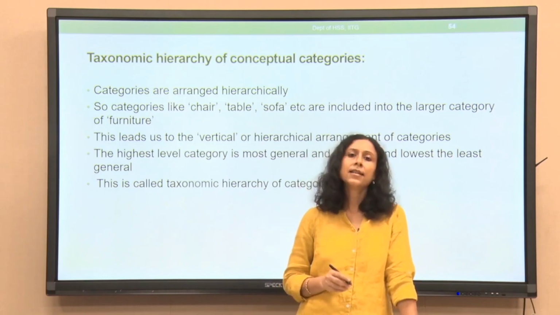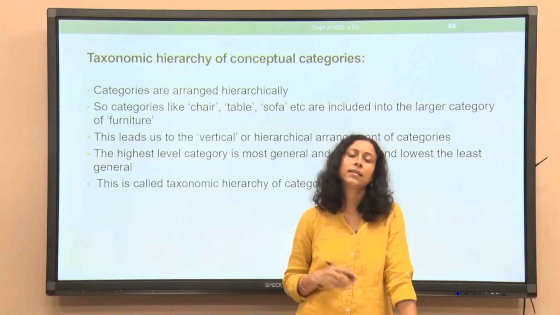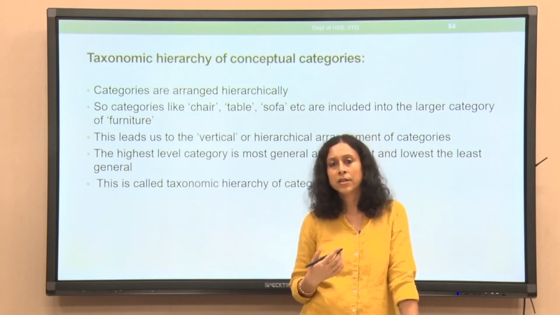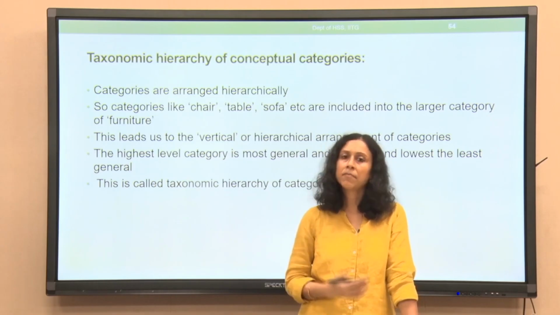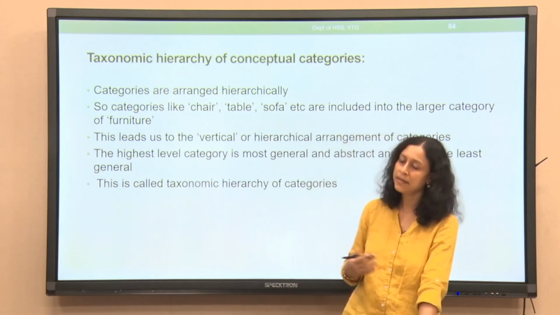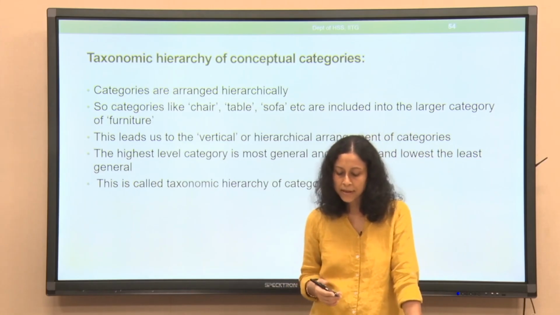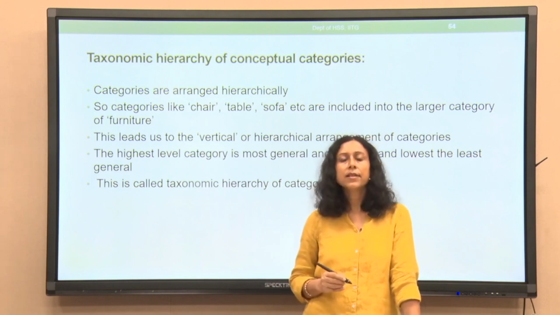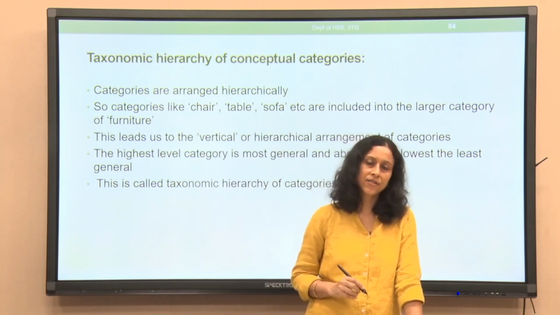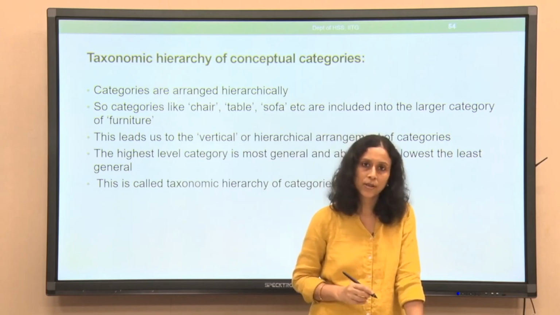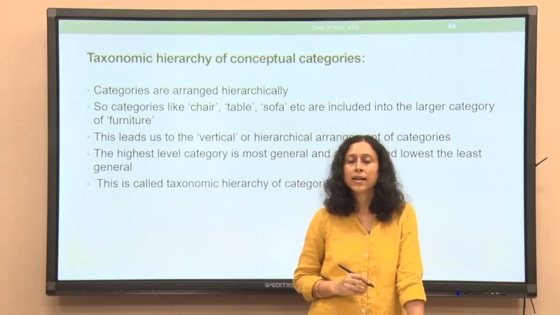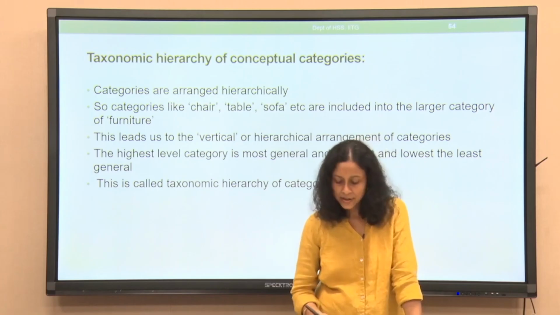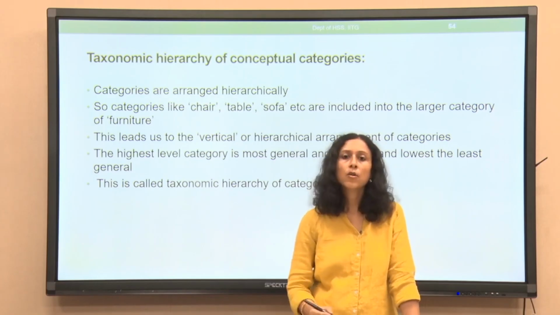Now, once you have realized that there are categories and that categories are based on features, sometimes in terms of classical theory they are represented by all the members, in terms of other theories they are represented by the best examples of the category, and so on. But one thing remains constant: categories are arranged hierarchically. There is a structure to categories. There is a very tight-knit taxonomic structure that holds for any category.